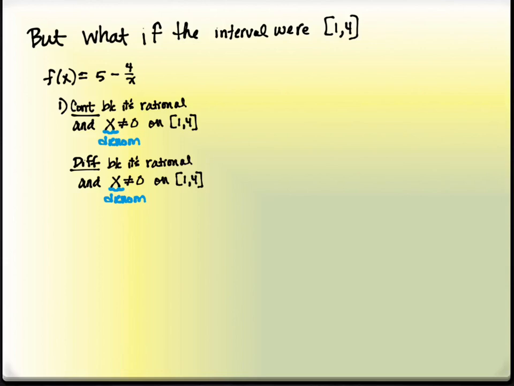You could also verify it if you wanted to, as in graph it, right? And you could talk about the fact that it's smooth, or that it doesn't have any jumps or holes or asymptotes on that interval, no sharp turns. You could do all of those kinds of things as an argument or description as well. So because of this now, the mean value theorem applies.